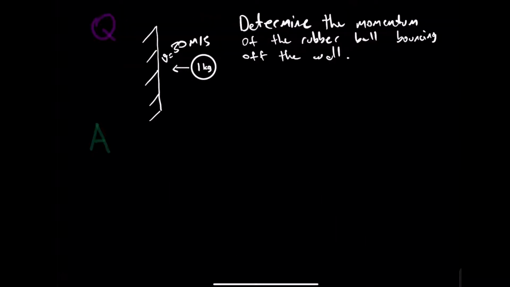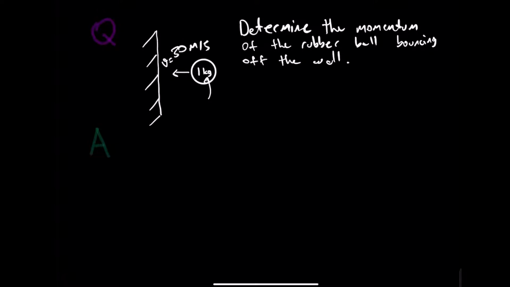Now, let's solve this question. Determine the momentum of the rubber ball bouncing off the wall. So this rubber ball is 1 kilogram and it's coming at the wall with a velocity of 30 meters over seconds. Now, we need to find the momentum of the ball. So let's do it. So first of all, the formula for momentum is P equals m times v.